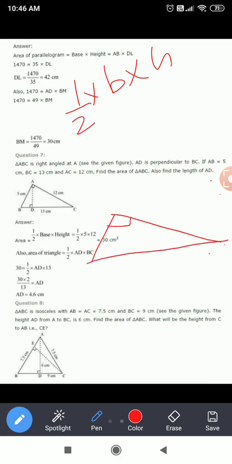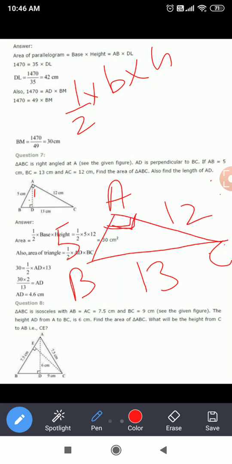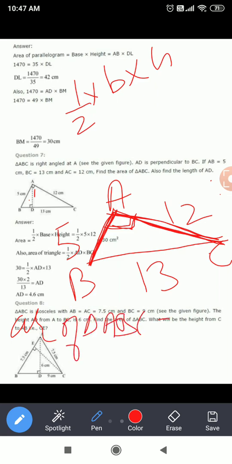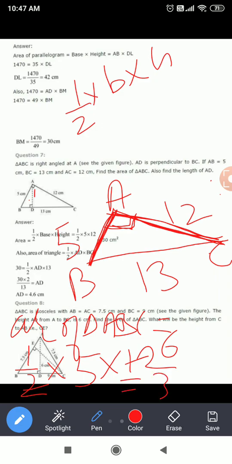This is the 90-degree angle. Don't think that AD is not there. So this is A, this is B, this is C. AB is given to us, that is 5. This is 13, this is 12. Here is the 90-degree angle. So 90-degree angle, so it is the height and it is the base. So area of triangle ABC will be equal to half into base 5 and height 12. 2 6s are 12, 6 5s are 30. 30 centimeters square. This will be the area of the triangle.